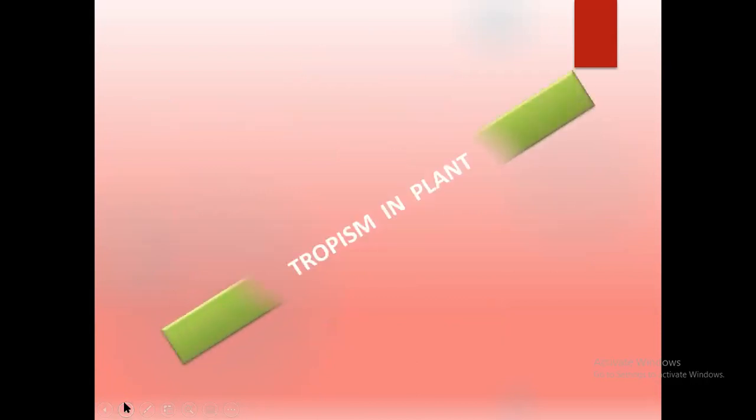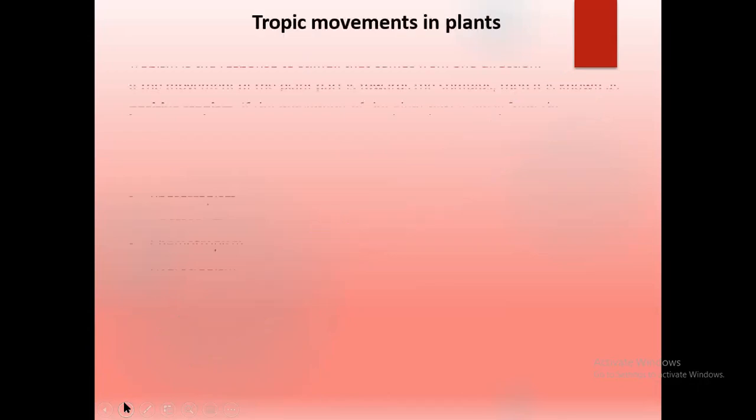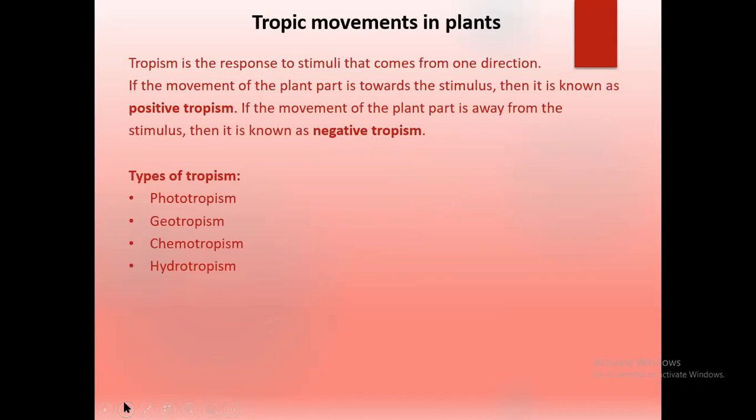Now we will discuss tropism in plants. What is tropic movement? Tropism is the response to a stimulus that comes from one direction. If the movement of the plant part is towards the stimulus, then it is known as positive tropism. If the movement of the plant part is away from the stimulus, then it is known as negative tropism. There are different types of tropism like phototropism, geotropism, chemotropism, and hydrotropism.